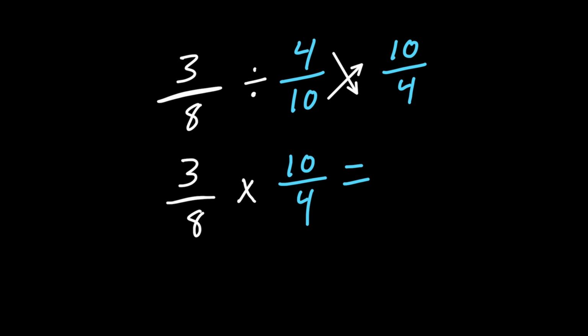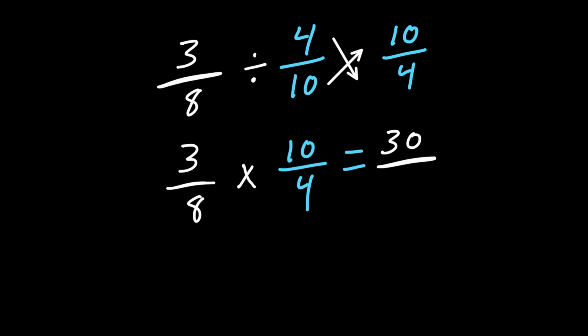So what is 3 multiplied by 10? That is going to be 30. And what is 8 multiplied by 4? That is going to be 32. So our answer is 30/32. And this is also the answer for our fraction.